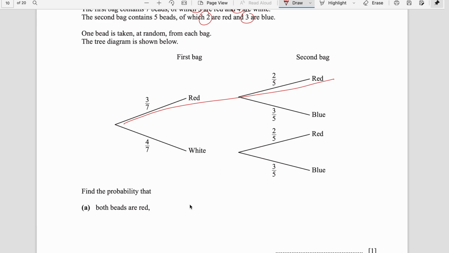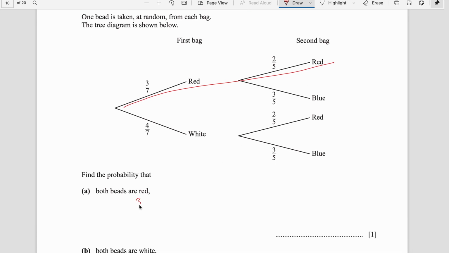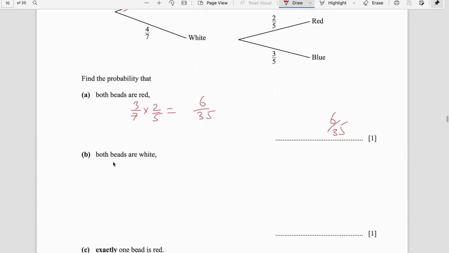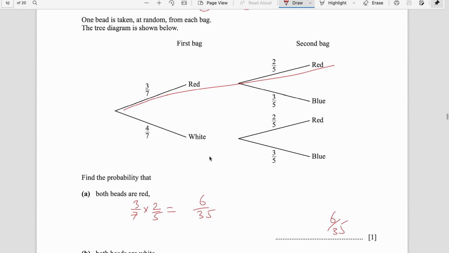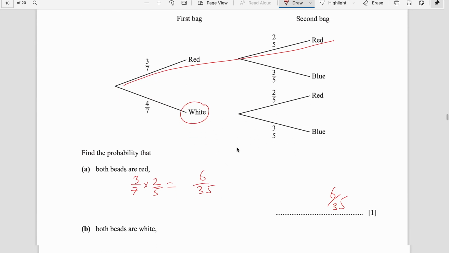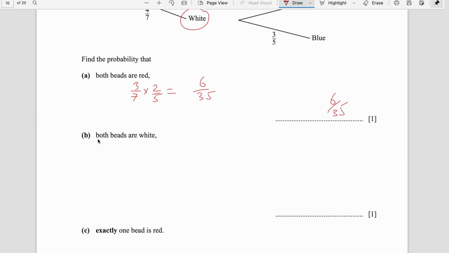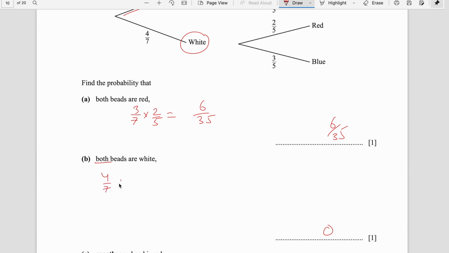So this chain shows both are red. That is 3 by 7 times 2 by 5, which is 6 by 35. Second says both beads are white. If this first is white, then there is no white bead in the second bag. So for both white, it is 0.